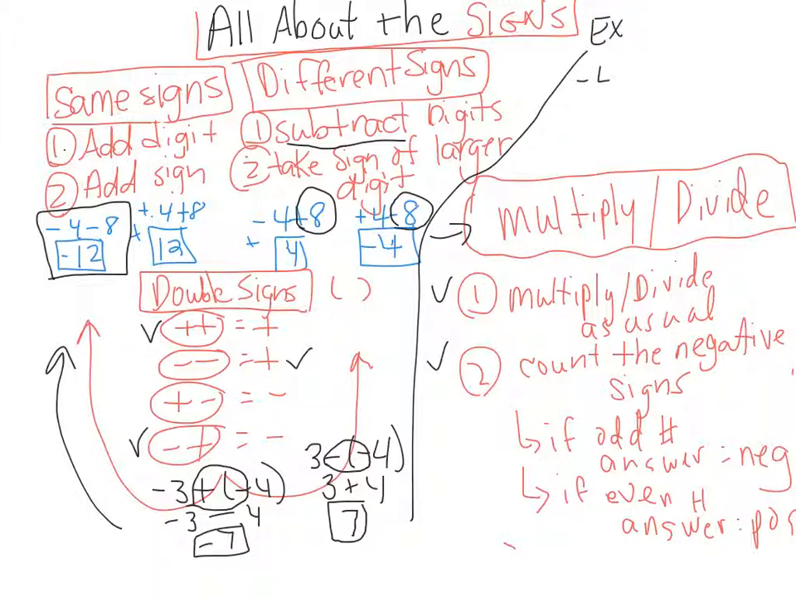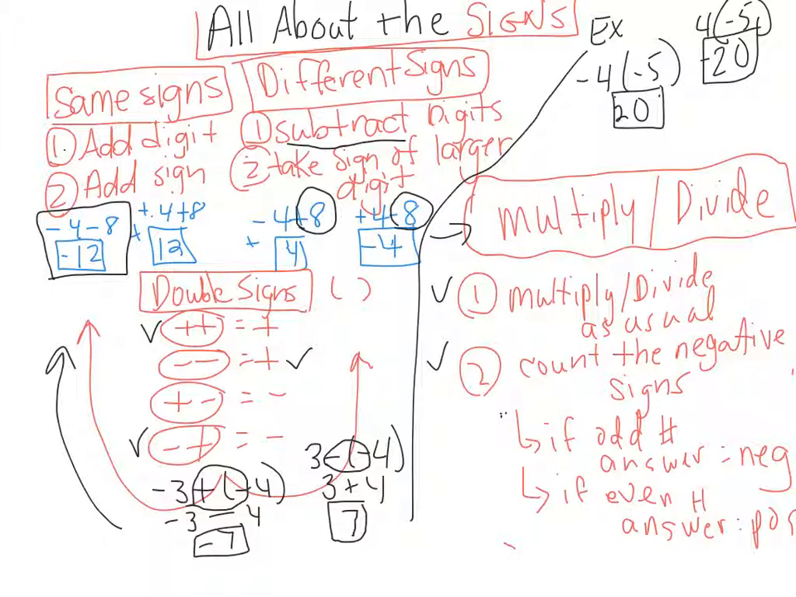Examples, -4 times -5. Well, we're going to multiply the 4 times 5 and we get 20. There are 2, that's an even number, so the answer is positive. And if I go like, let's say 4 times negative 5, you still multiply 4 times 5 and you get 20, but there's only 1 negative, so the answer is negative. And you can do the same thing for dividing. Kind of running out of space, so I'm going to come down into this corner here. Can you follow me?